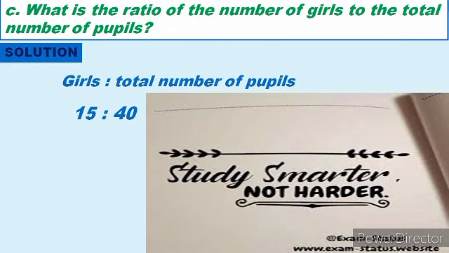Now I can't leave this ratio in this big form, so I'm going to simplify it to the lowest form, and the highest common factor of 15 and 40 is 5.